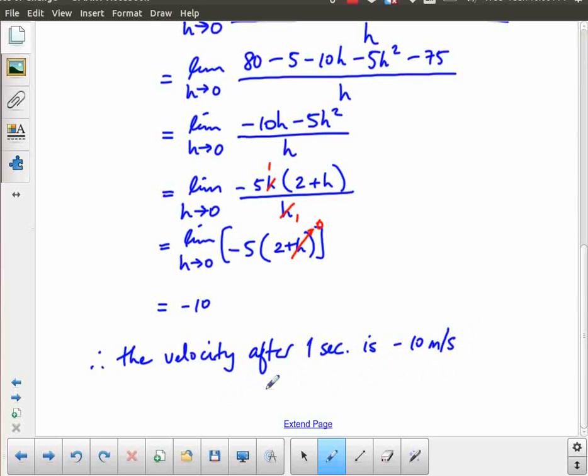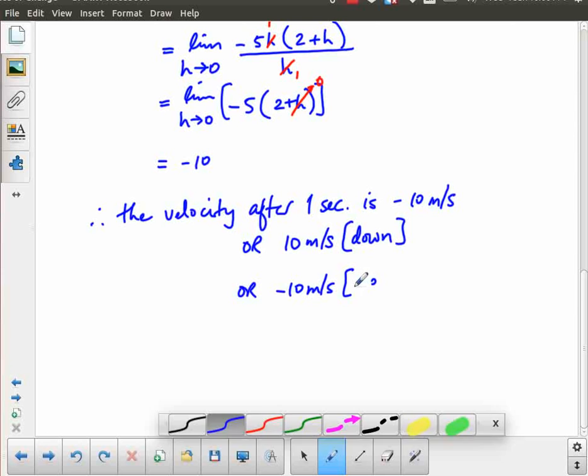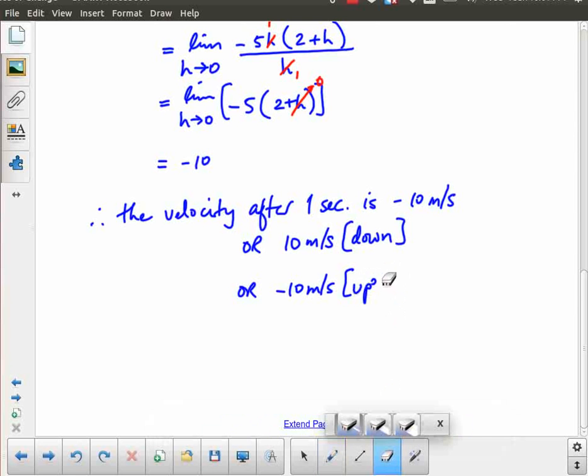Now, for those of you with a bit of a physics background, you might not care for that entirely, and I'm going to talk about that in a little bit. But for now, you also have this option. You could have also said 10 meters per second down, with the understanding that this negative 10 actually means that it's down. Or you could have even said negative 10 meters per second up. And that's really closer to what I was saying with the original statement. So I'll talk about that shortly.